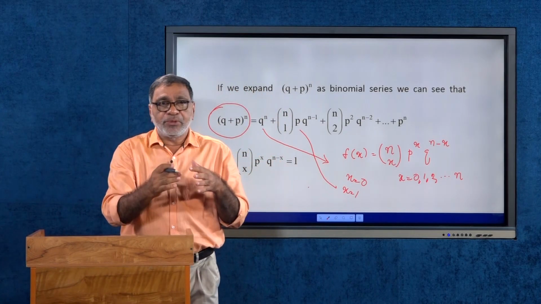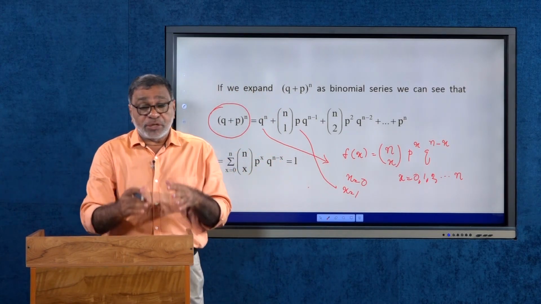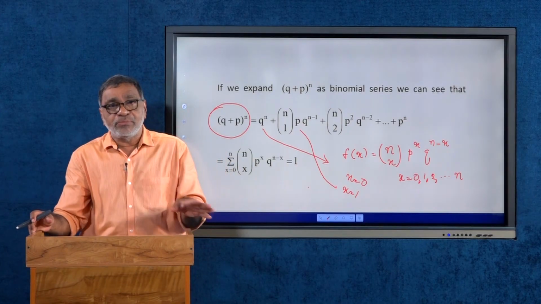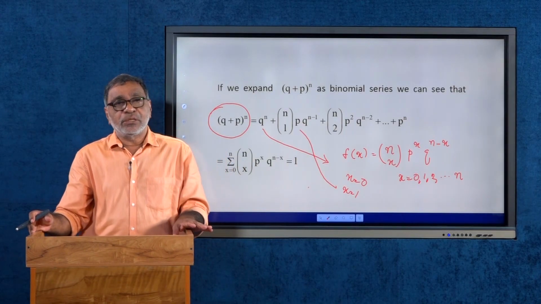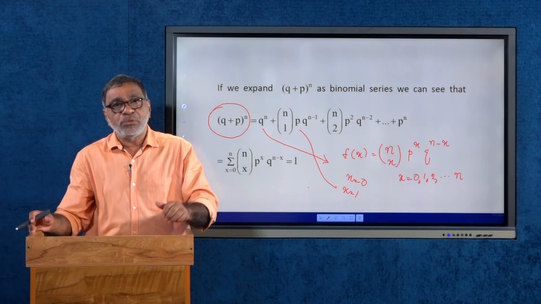So the binomial probability mass function values are the successive terms of the binomial expansion. So that is why this is known as binomial distribution.